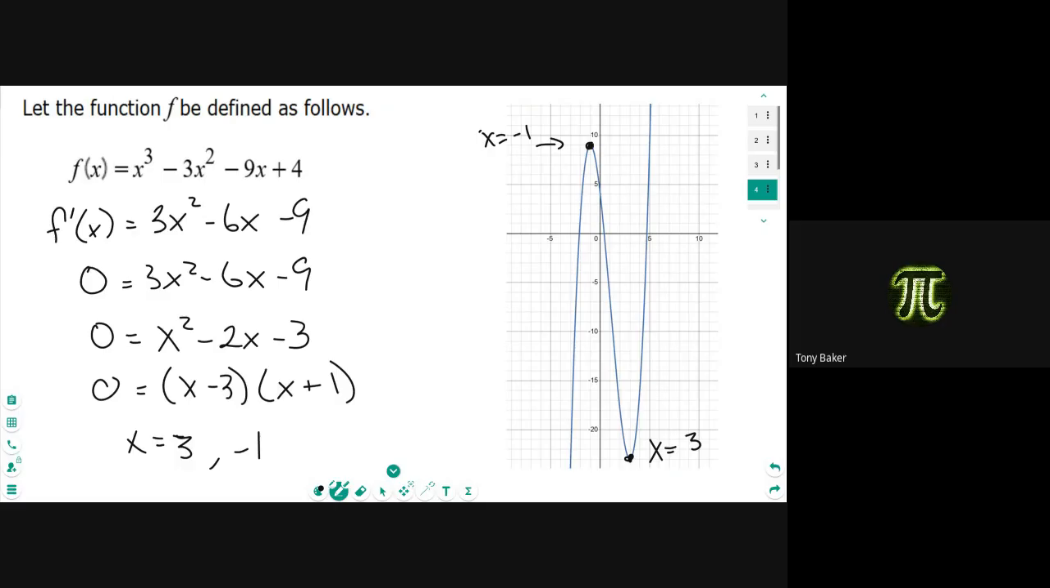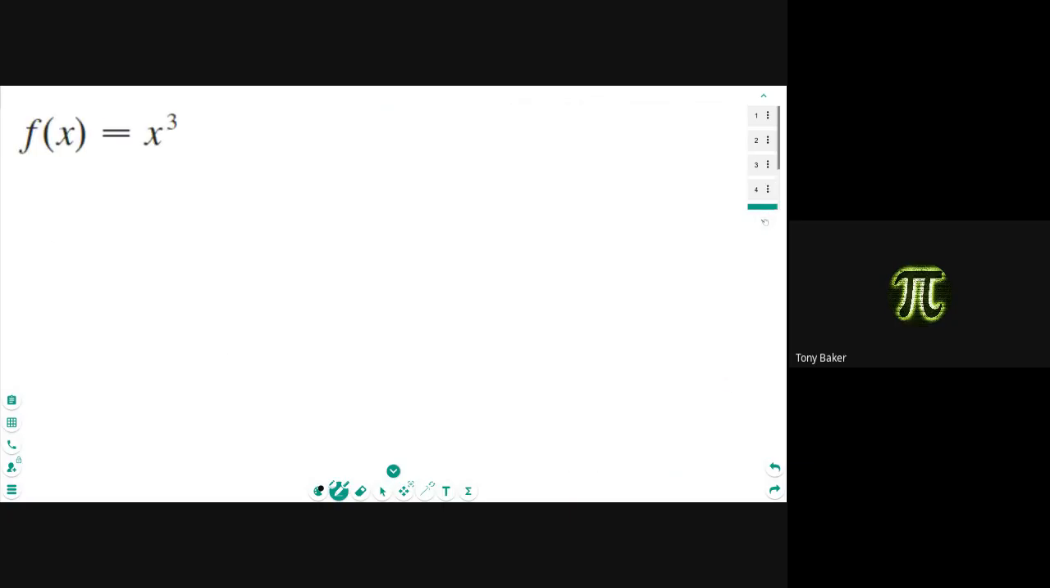So my absolute mins and, or my local mins and maxes here are zeros in my derivative. Make sense? All right. Find me where my local mins and maxes are for this problem.